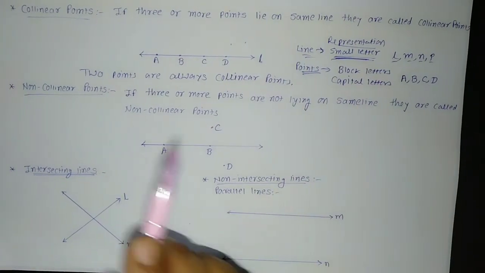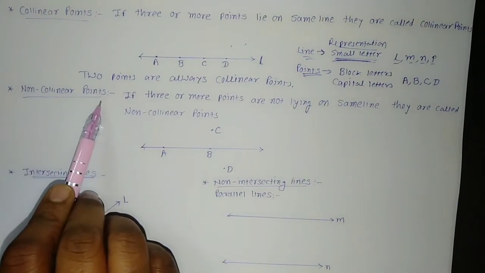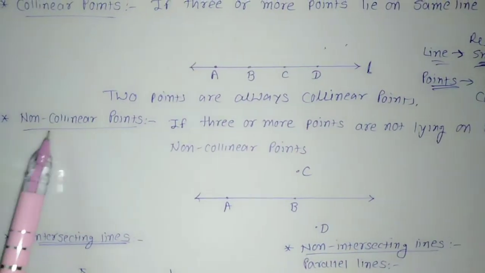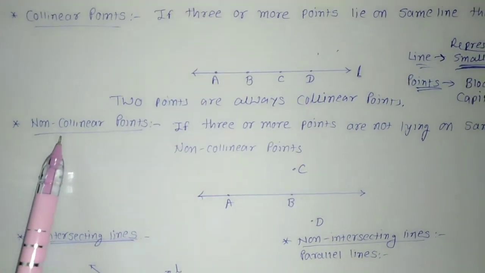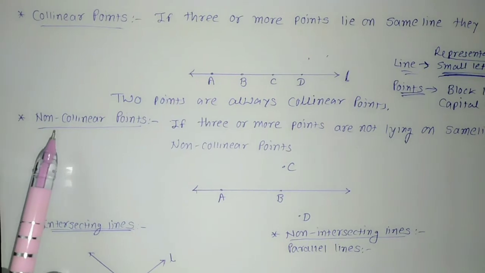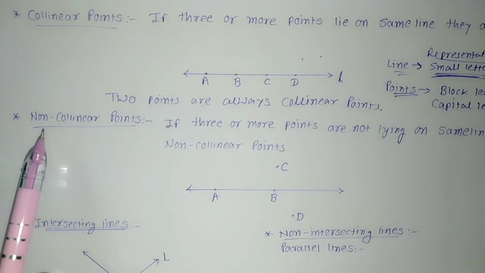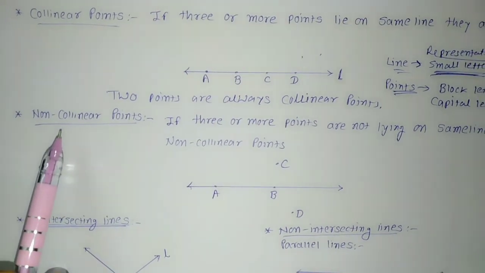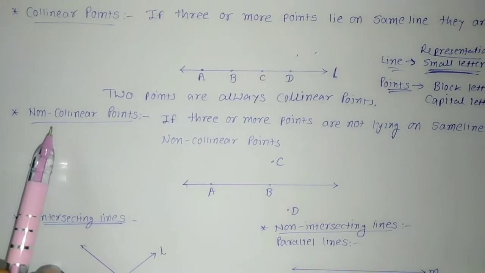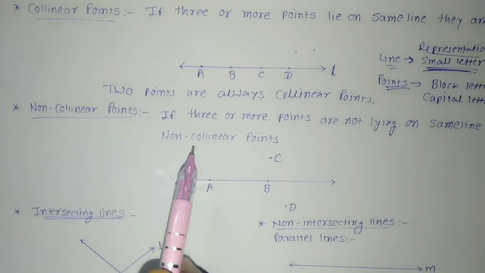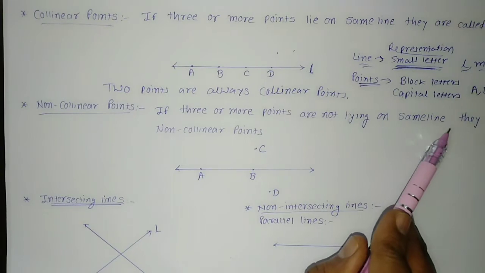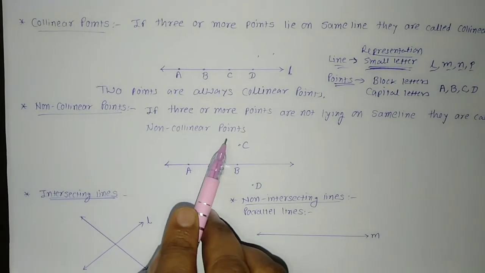Let us see the next definition, that is non-collinear points. This term itself indicates non-collinear points. What is the meaning of non-collinear? As we saw, if 3 points are lying on the same line, they are called collinear. So what would be the definition of non-collinear? Definitely, if all those given points are not lying on the same line, then they are considered as non-collinear points. Let us see the definition. If 3 or more points are not lying on the same line, they are called non-collinear points.